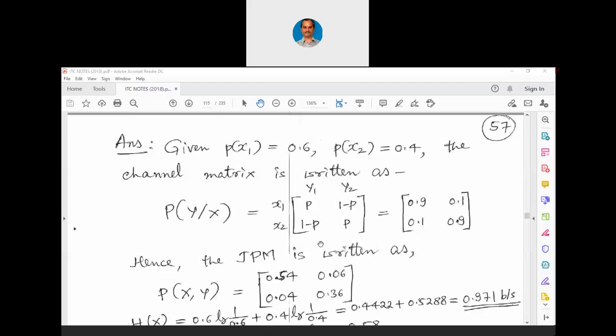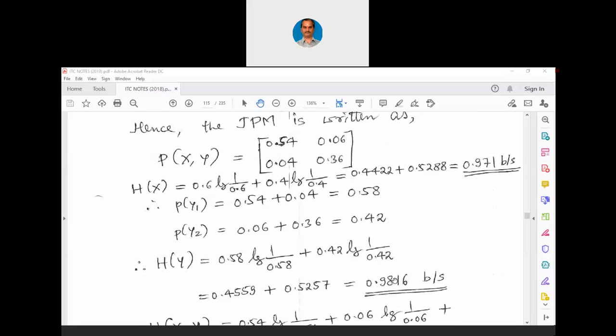Now the JPM can be written as 0.9 into 0.6, then 0.1 into 0.6, then 0.1 into 0.4 and 0.9 into 0.4, because the upper row corresponds to x1 and the lower row corresponds to x2. In other words, the upper row corresponds to the symbol 0 and the lower row corresponds to the symbol 1. That way, 0.9 into 0.6 is 0.54, 0.1 into 0.6 is 0.06, 0.1 into 0.4 is 0.04, 0.9 into 0.4 is 0.36. Now this is P(x,y), the joint probability matrix.